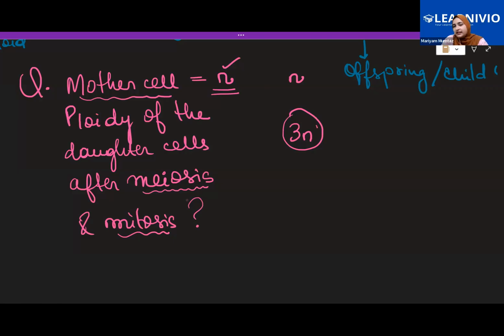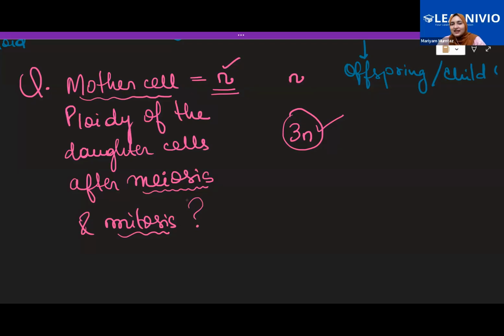Mother cell is 3n. What will be the ploidy of the daughter? Ma'am, n by 3. No. Ma'am, 6n. No. See, students, you're not getting the concept.